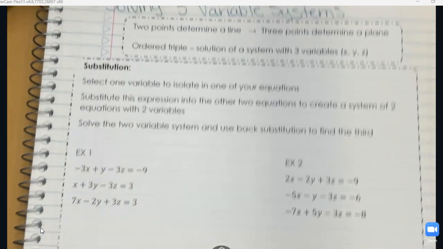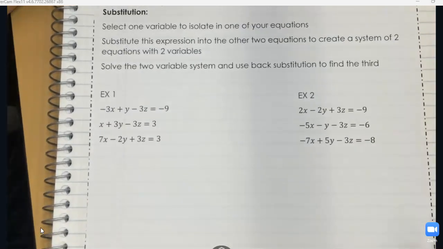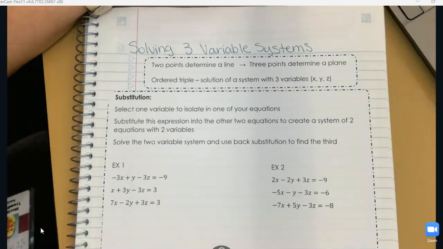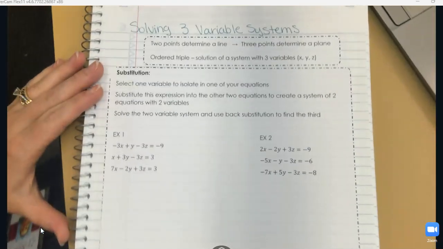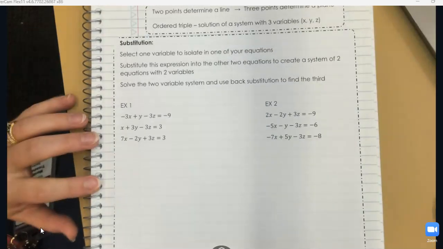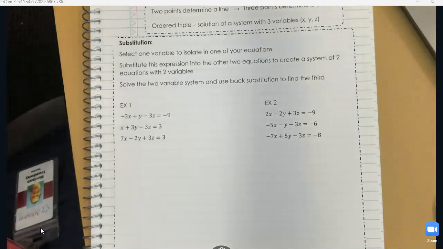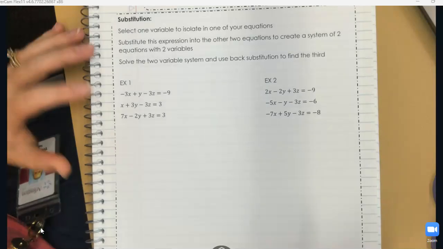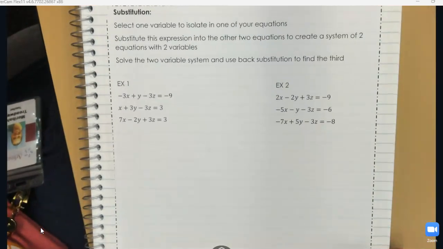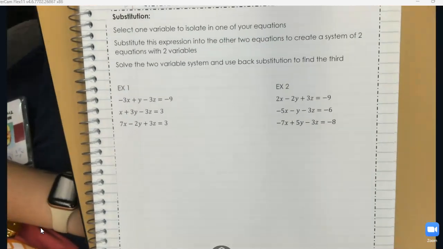So with solving these by hand, we also have the same two techniques. We have substitution. Here, let me move my camera. We have substitution and we have elimination. Substitution is when you select one variable to isolate and you plug it into the other two in the system until you are down to a two-variable system, which is easier to solve.